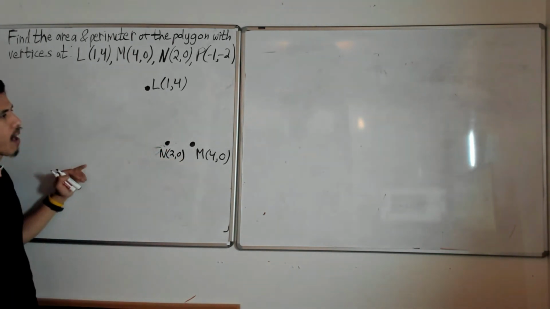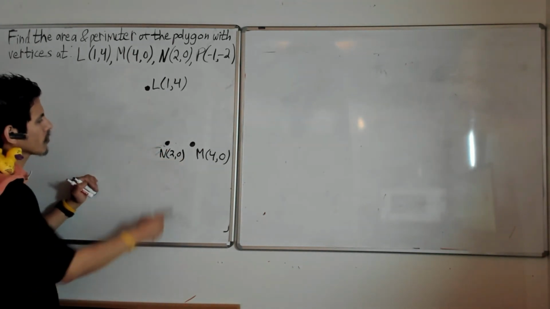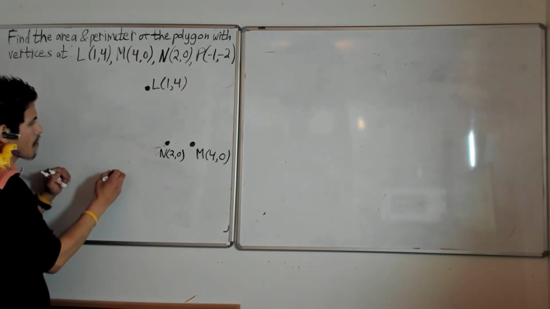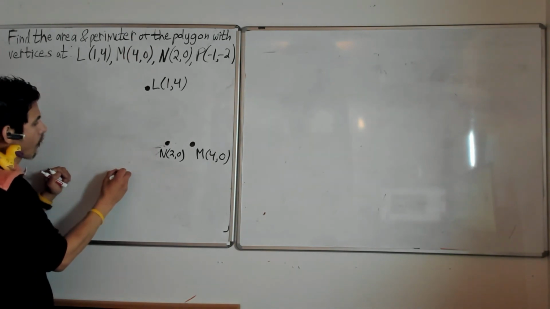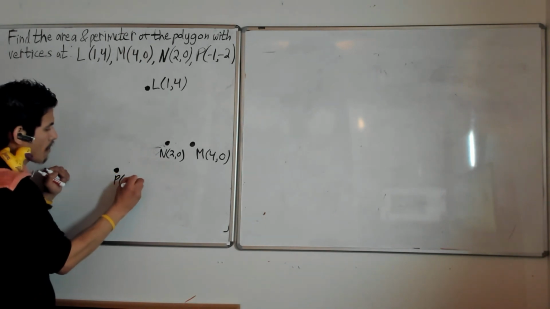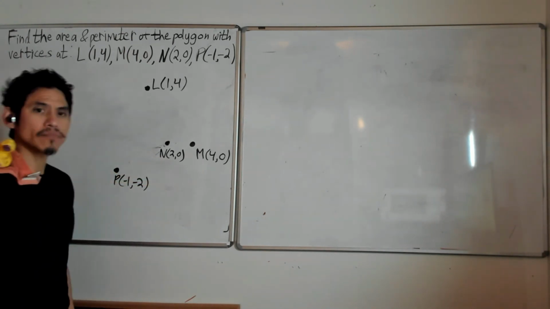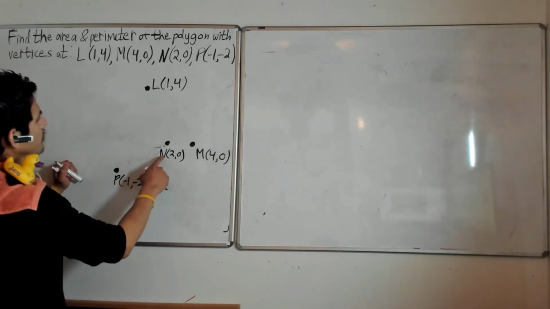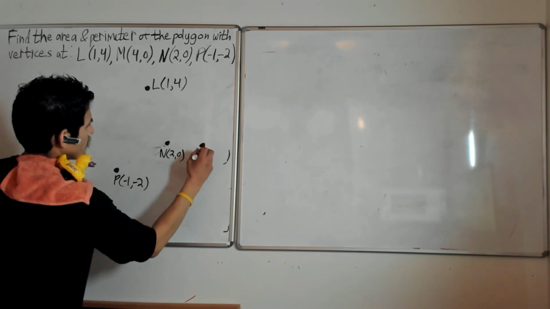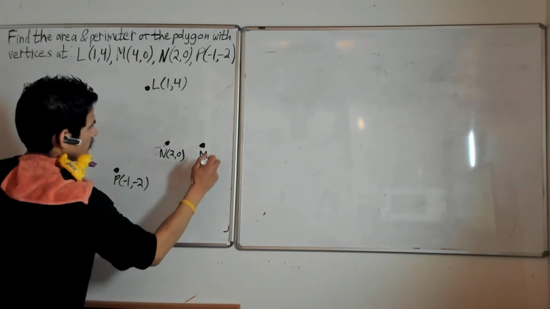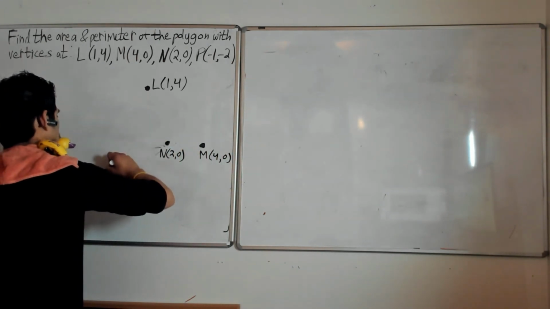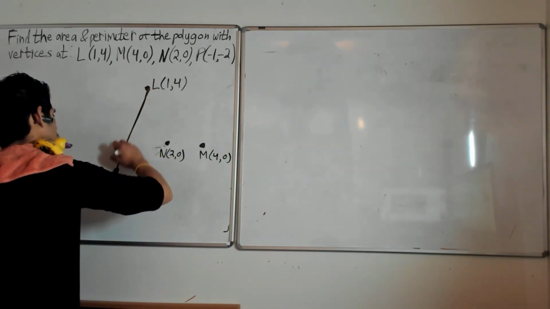(2, 0). And then P will be (-1, -2). So go over here. Say it right there. Let's put the M a little farther over here. (4, 0). Okay, so let's connect these now as best as we can.